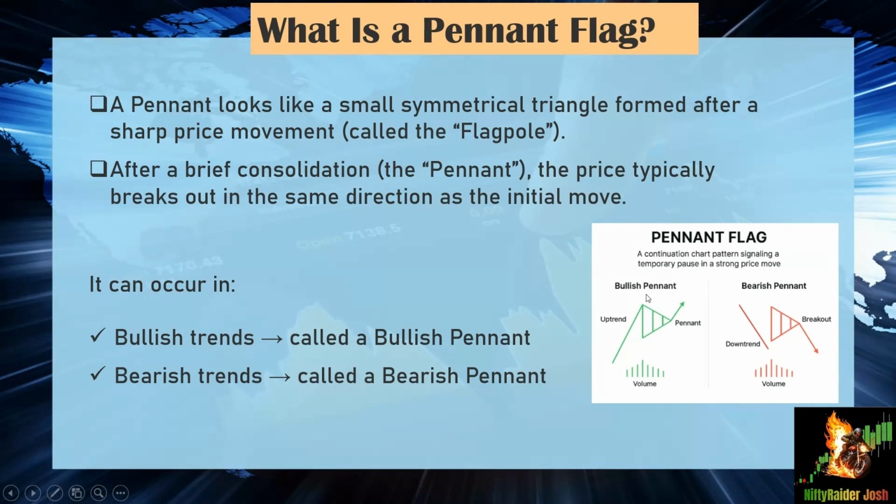Suppose a bullish trend is going on, we can find a bullish pennant within that. If the trend is bearish, we will try to identify a bearish pennant formation in advance in that chart. I hope you understood the meaning of a pennant flag. This is indicating a continuation chart pattern, signaling a temporary pause, and after the temporary pause, a strong up move or down move based on the pennant direction.